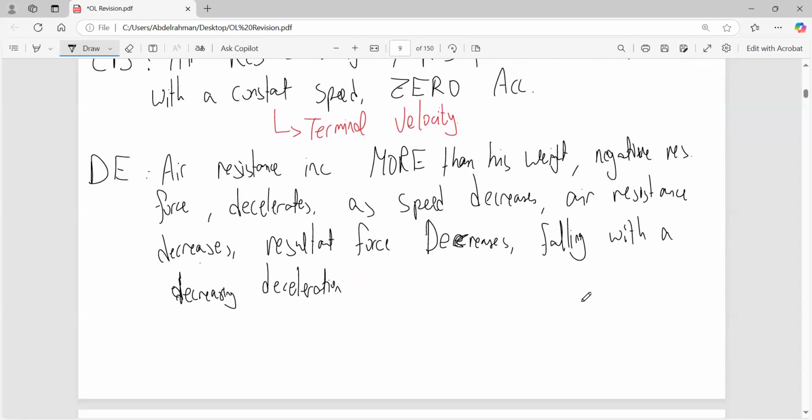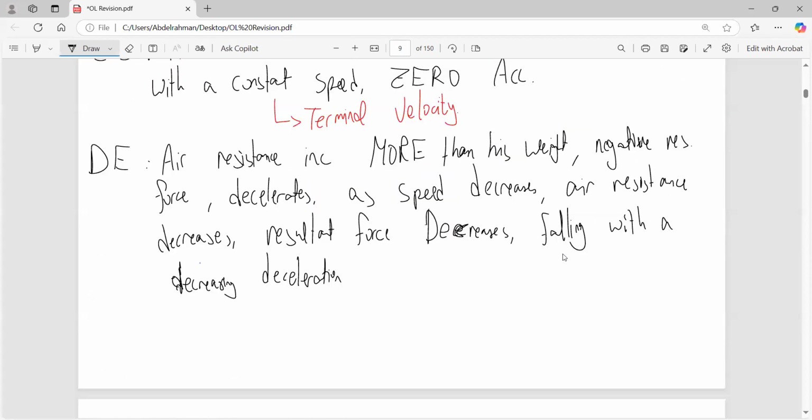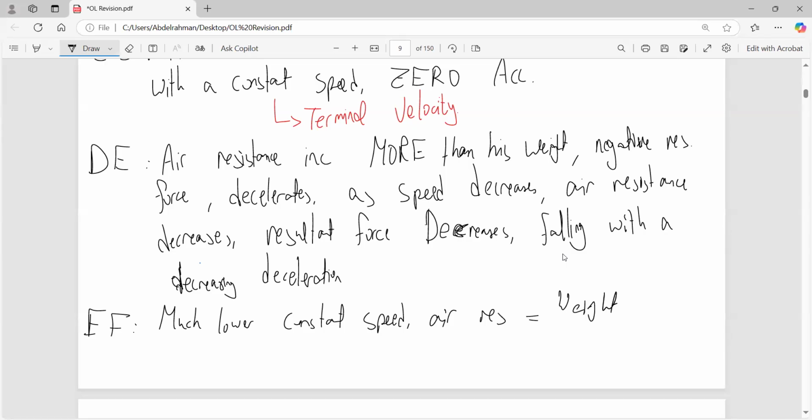So from E to F, I'm sorry, from E to F, what is happening? He falls with a constant speed again, but a much lower constant speed again. Why? Because the air resistance is equal to his weight again, once again.